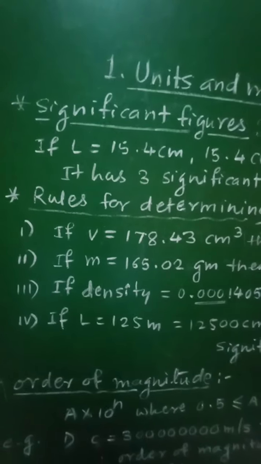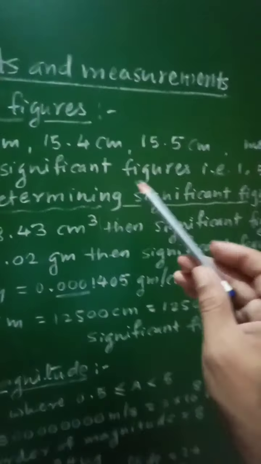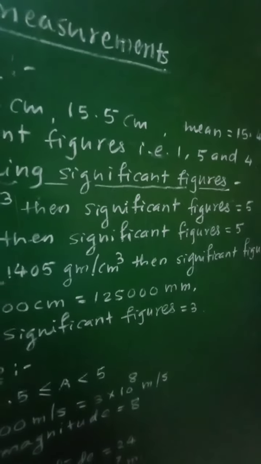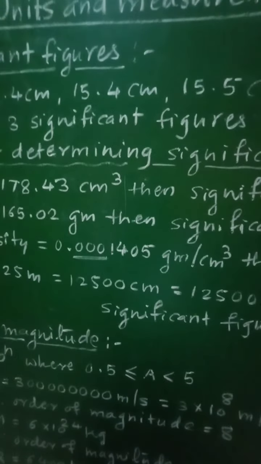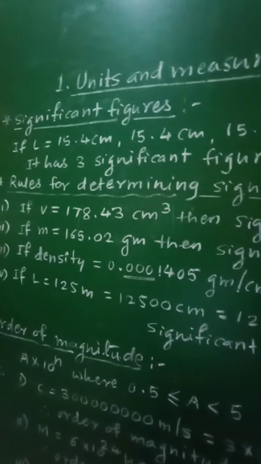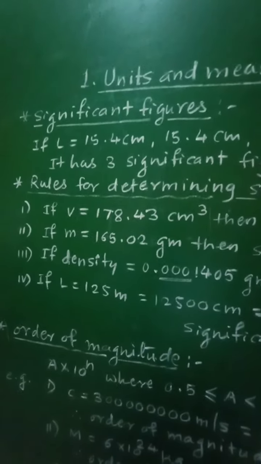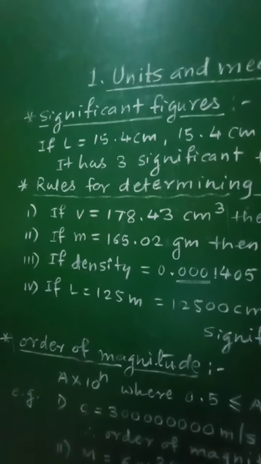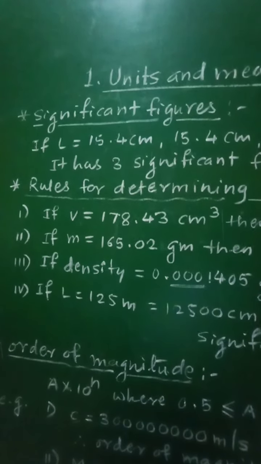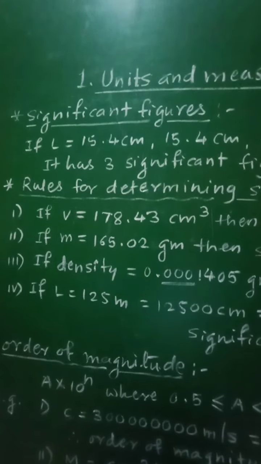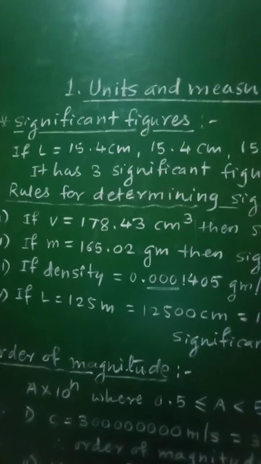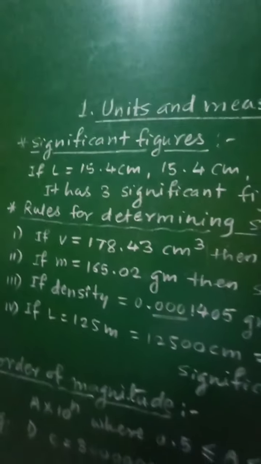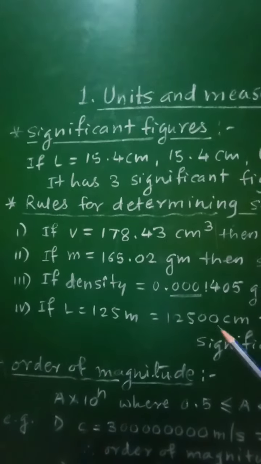Now let us see the rules for determining the significant figures. If some measurements are given to us, then we have to find the significant figures for the given measurement, and at that time we will have to follow some rules. The first rule states that all the non-zero digits are significant.